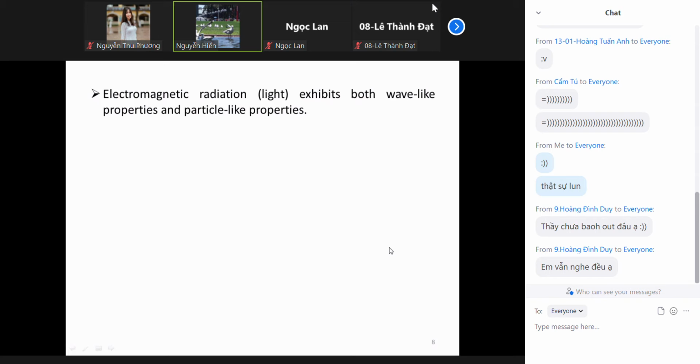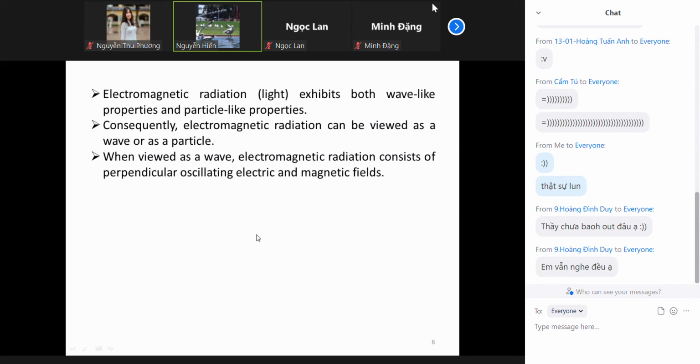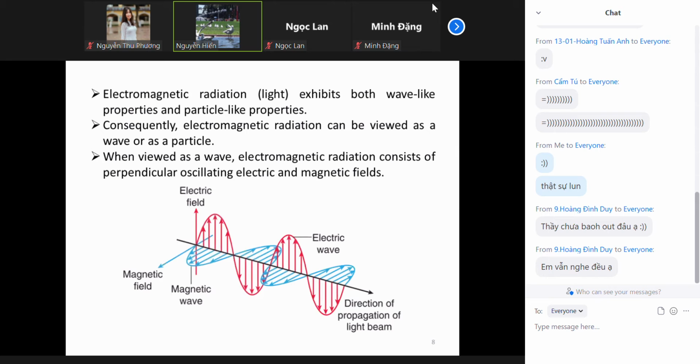Okay, we tried. Okay, I repeat. So electromagnetic radiation, from this time on, we will simply call it light, exhibits both wave-like and particle-like properties. Electromagnetic radiation has two components, electric and magnetic, and can be viewed as a wave or as particles. When light is viewed as a wave, its electric and magnetic components are perpendicular to each other, as shown in this picture.